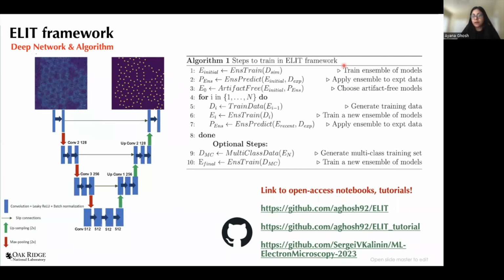We train the ensemble of models, and apply the ensemble of models to the experimental data. So you have multiple models that you apply. And that's where the human in the loop can come into play to choose an artifact-free model, such that you're not picking a model that has picked up some unphysical behavior or features, and then utilize that to refine the training set, train the new ensemble of models, and apply that back to the real experimental data. And we could also go from a single class to a multi-class training set and train the ensemble of models again to get to features, let's say, where you have multiple atoms present in your system.